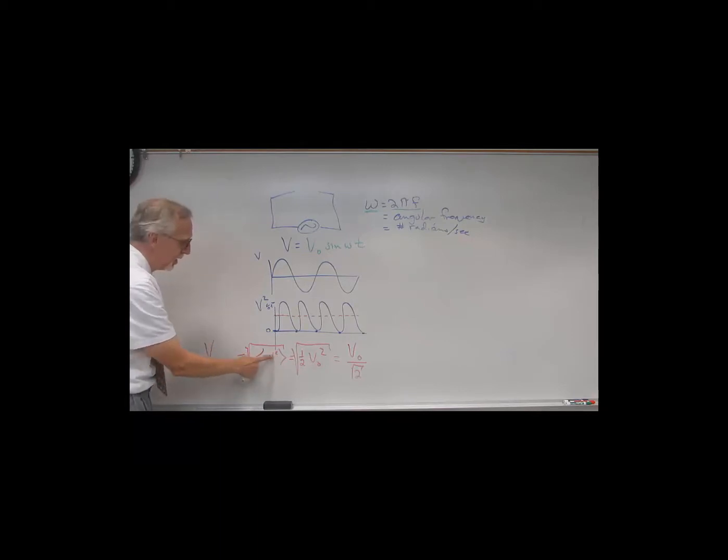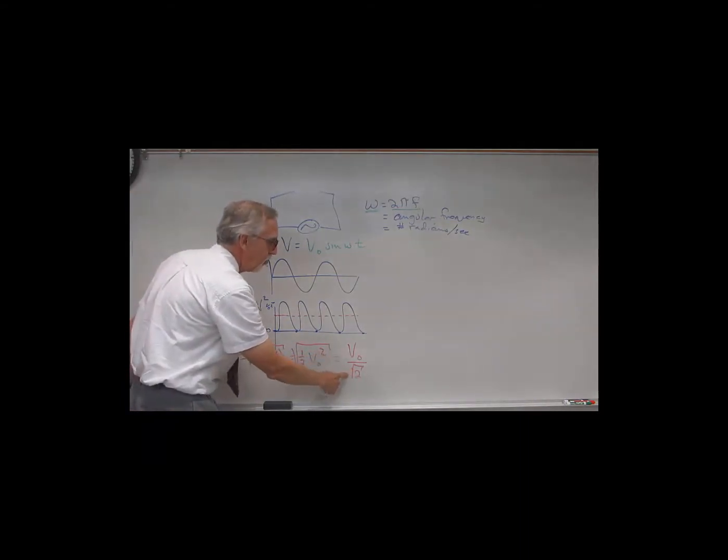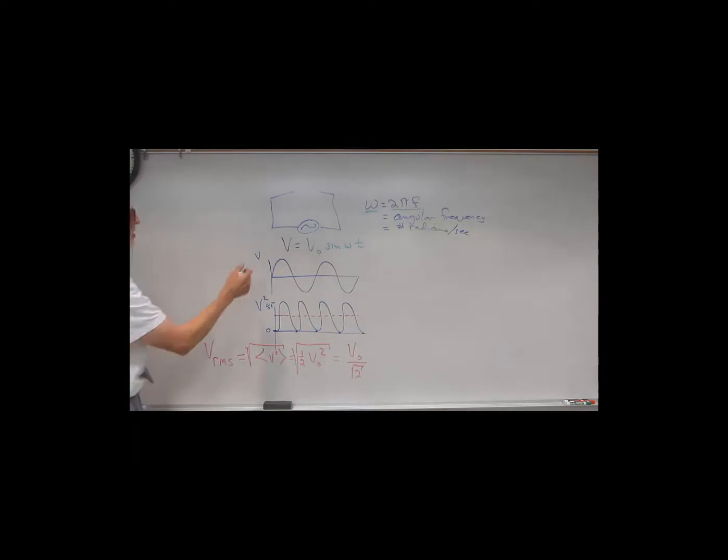The root mean squared. So this is what we will call V RMS, which stands for the root of the mean of the square, the root mean squared value. So V RMS will be V naught over the square root of 2, the amplitude of our voltage over the square root of 2. And it will turn out that that is actually a very, very useful quantity.